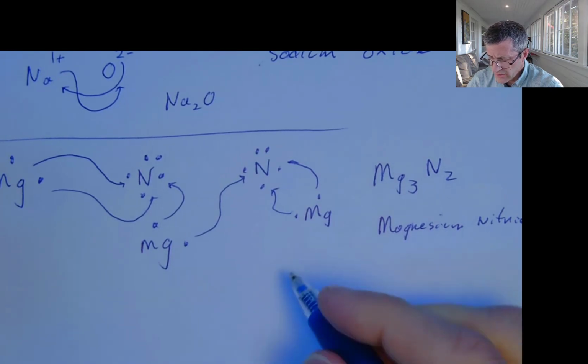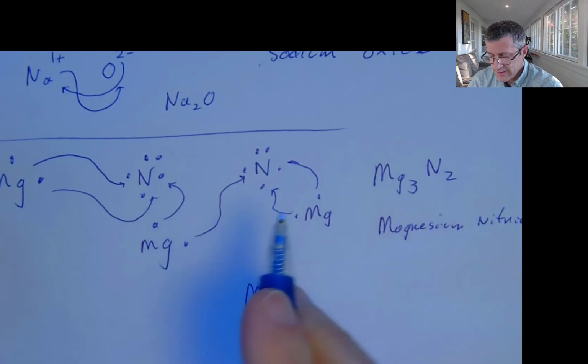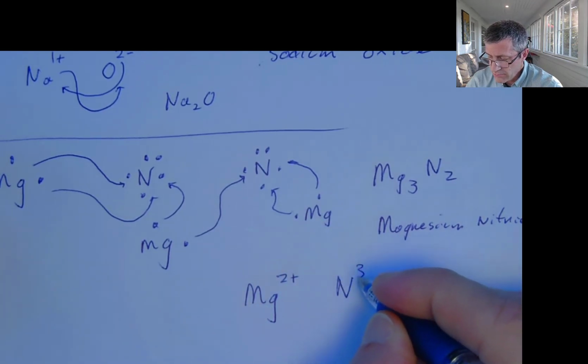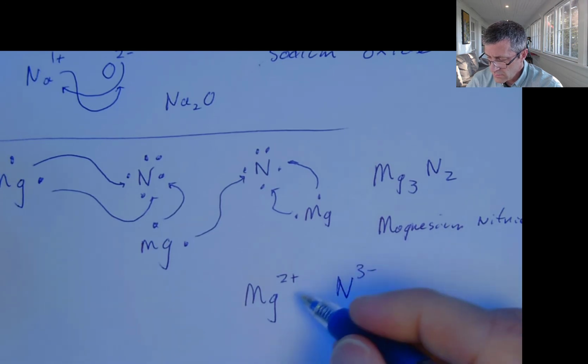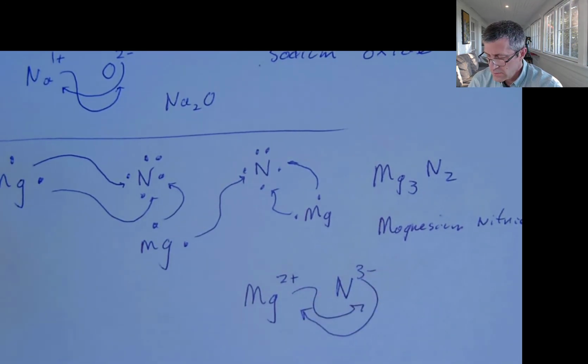So the shortcut that I can do with this: magnesium takes a charge of 2 plus, and nitrogen takes a charge of 3 minus. So I can use this crisscross method to figure out that I must need 3 magnesium and I must need 2 nitrogen.